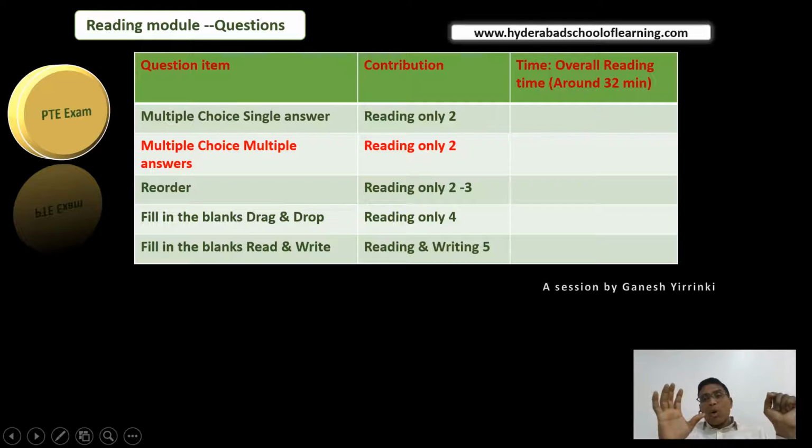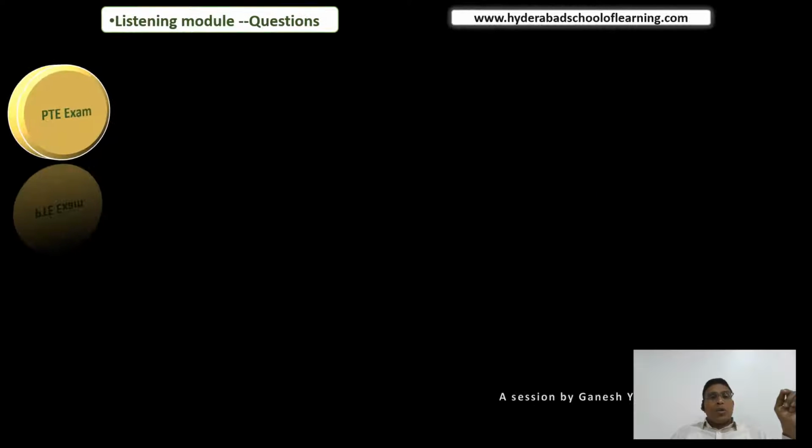And Pearson may give you overall around 15 questions, maybe approximately 2 questions per question item. Multiple choice single answer around 2 questions, multiple choice multiple answers maybe around 2 questions, reorder maybe 2 to 3 questions also possible, fill in the blanks where you will drag and drop options, right? We have 4 questions, reading and writing fill in the blanks, you may get 5 questions. So you may have around 15 questions, and Pearson gives you around 30 minutes time. Overall time is given to us. So in the reading module, there is no time per question. Time is given overall.